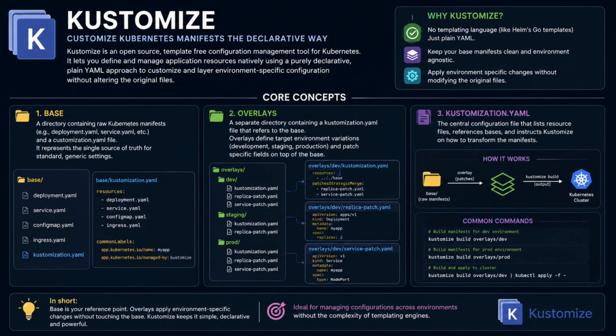So simply, the base folder is the reference point where you provide changes in the staging folder, and you have a kustomization.yaml file that references which YAML file from the base folder you are using. I hope you get the point.